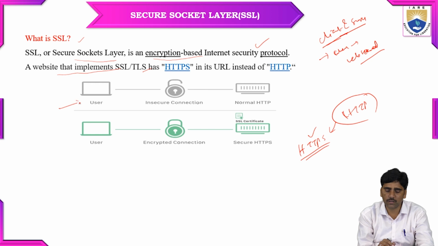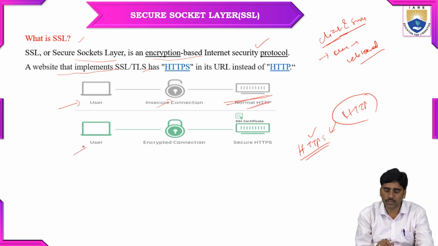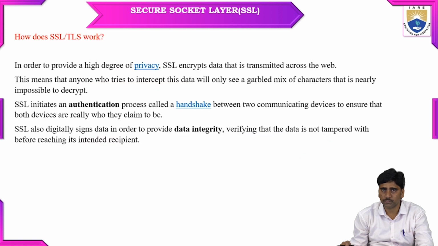Here you can observe that this is the user with the internet connection, and this is the normal HTTP. When the website is secure, it is shown as an encrypted connection. So this is the normal internet connection, and this is the encrypted internet connection, a secured HTTPS, which also has secure socket layer certificates. So how does SSL or TLS work actually?